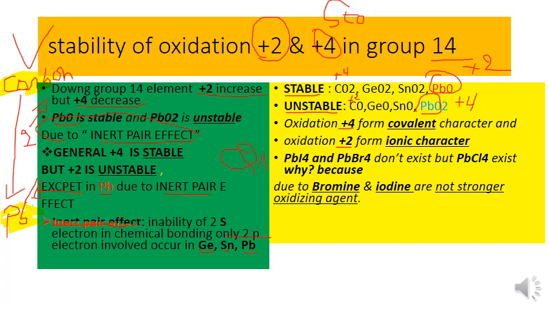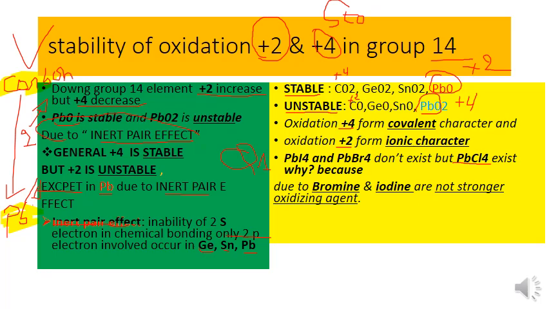Question: explain why lead tetraiodide and lead tetrabromide don't exist, whereas lead tetrachloride exists. Why? Because bromine and iodine are not strong enough oxidizing agents to convert lead to lead +4. This means that chlorine is a stronger oxidizing agent than bromine and iodine.